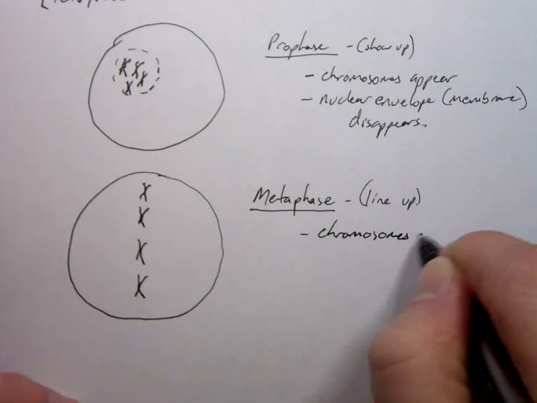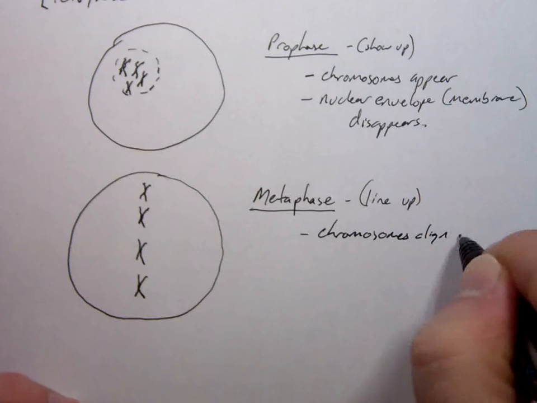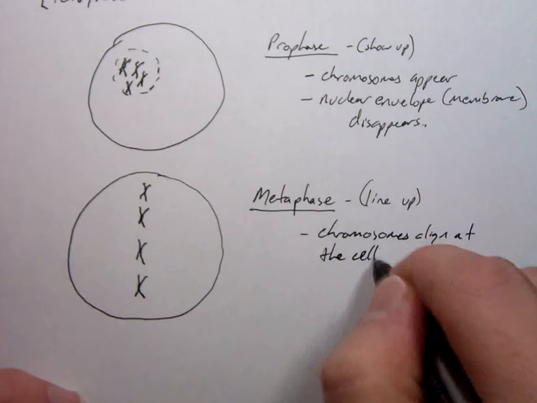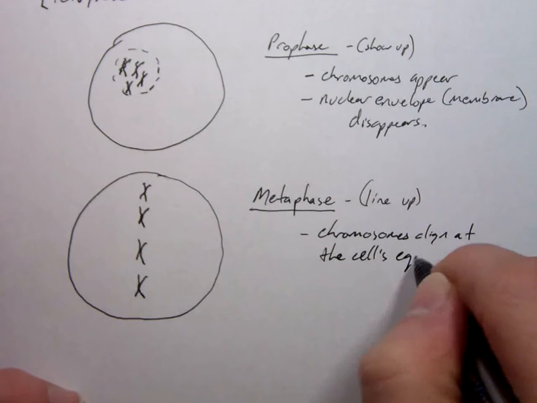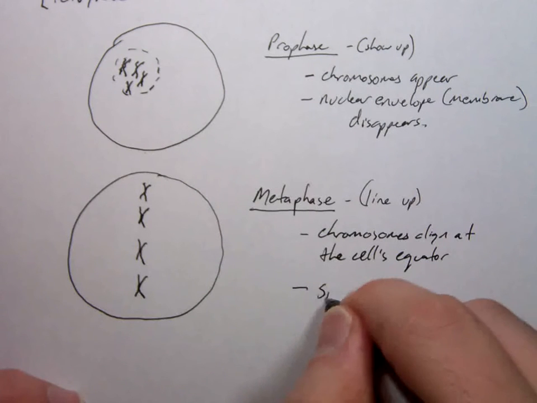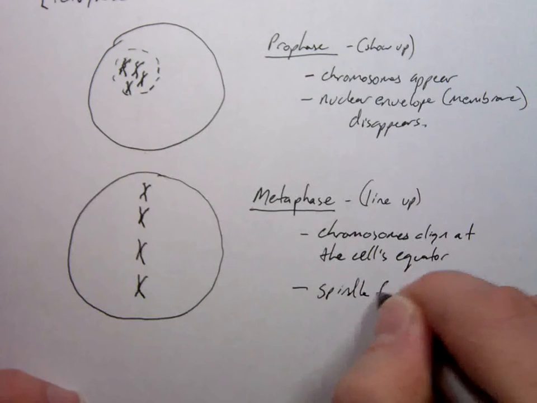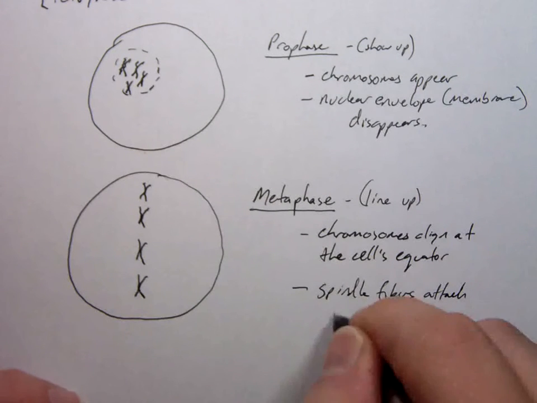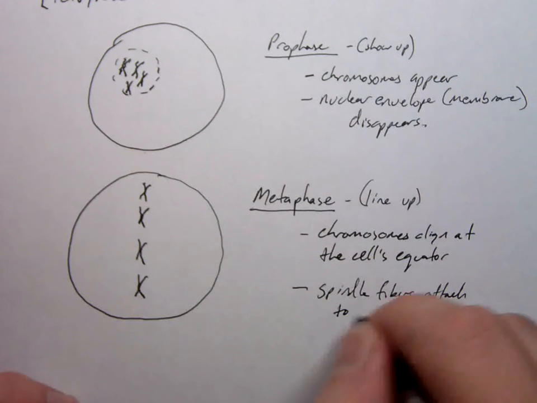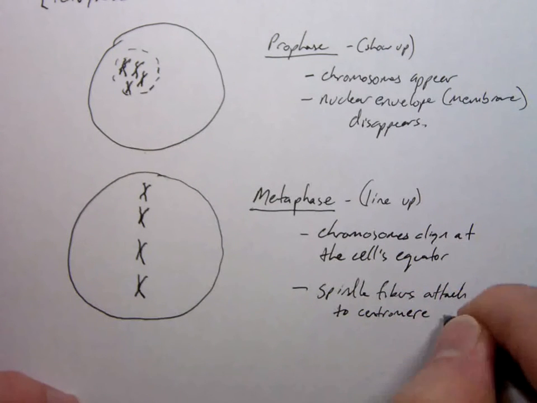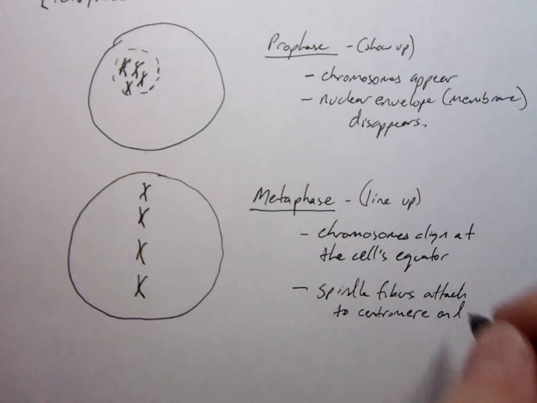Chromosomes align at the cell's equator. Spindle fibers attach to the centromere.